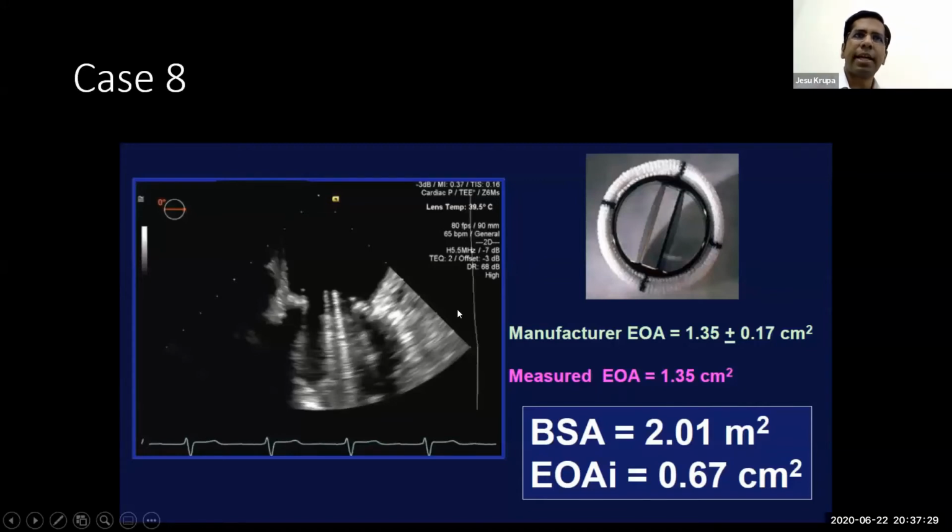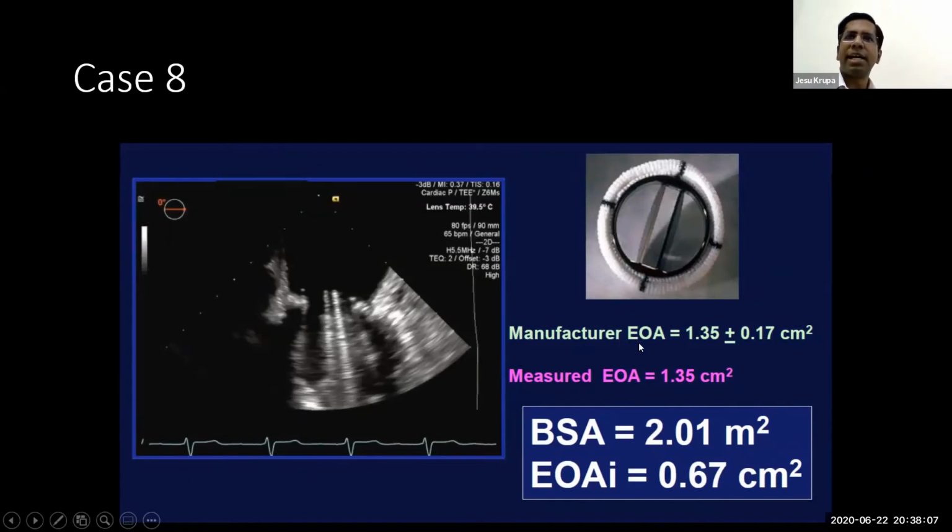So this is again not our case, but just to illustrate another concept, wherein you see that both the discs are fine. There is no problem with the disc. The manufacturer's EOA for this particular valve size comes to be this much. That is 1.35 plus or minus 0.17 centimeter square. And the measured EOA is 1.35 centimeter square, which means there is not much difference between what we measured and what was said to be the EOA for that particular valve.